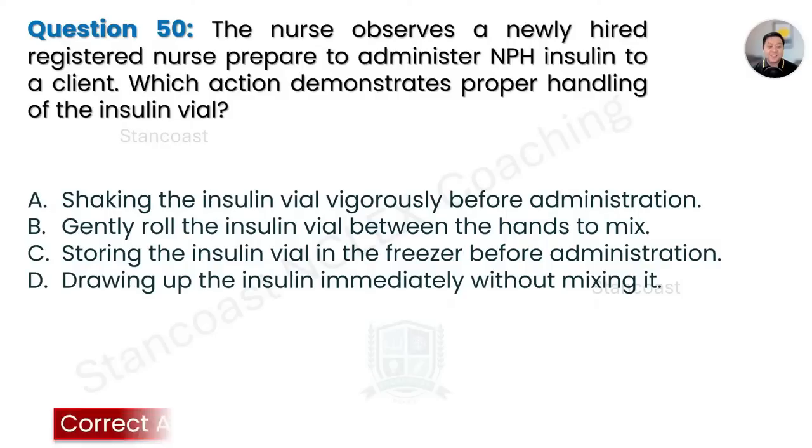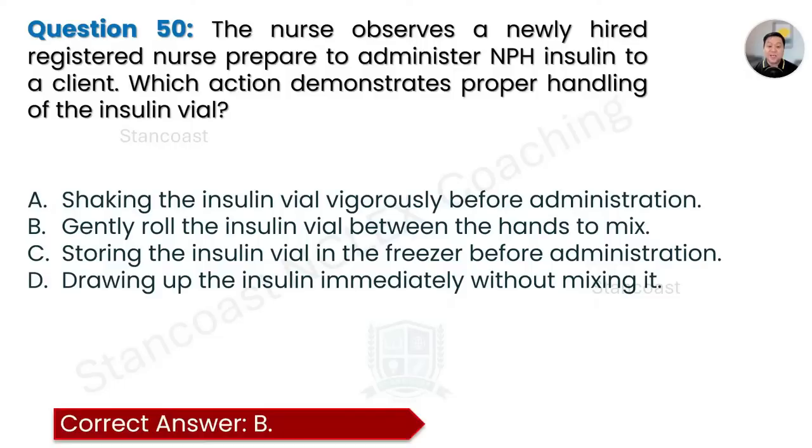The answer is letter B. The NPH insulin is a suspension that must be gently rolled to ensure even distribution of the insulin particles. And in this test question, what you are supposed to do is to focus on a safe medication administration practice. So you have to recall that NPH insulin is a suspension, and this will require gentle mixing, not shaking, not freezing.